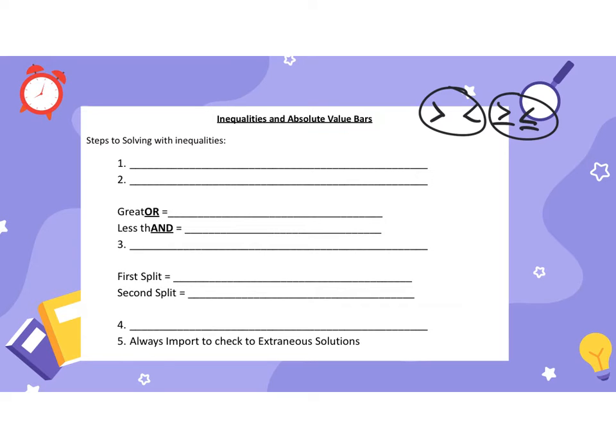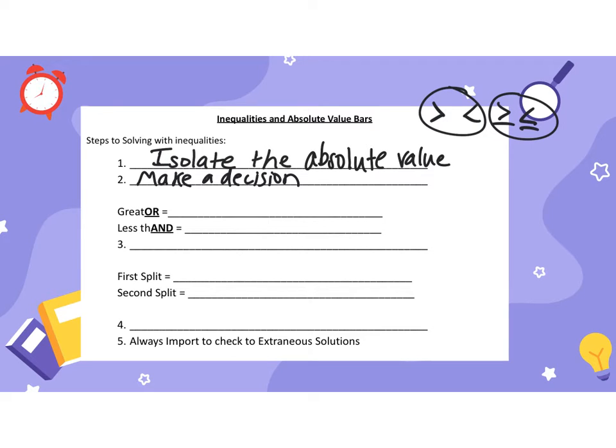So our very first step is going to be just to isolate the absolute value. Okay, so just like when we solved the absolute value equations, okay, don't judge my handwriting. Second step, make a decision. So this is different than the equations. Make a decision if it's an and or an or. This isn't too hard to do, okay?